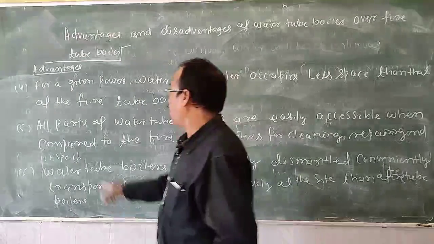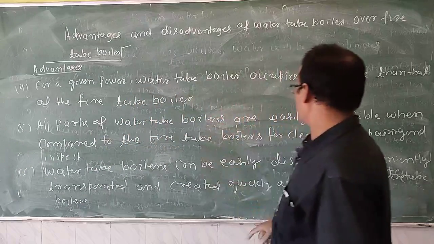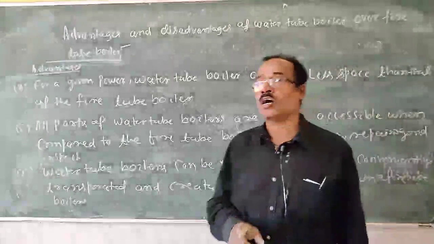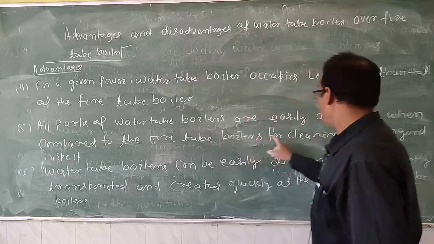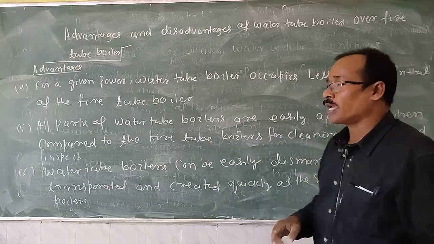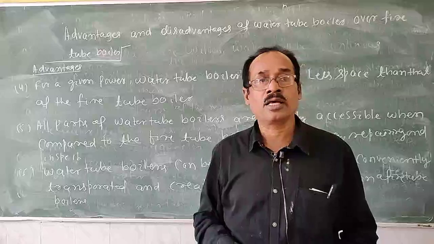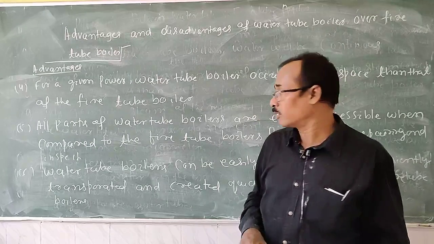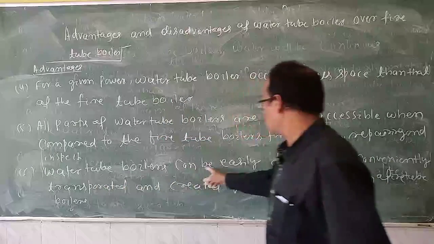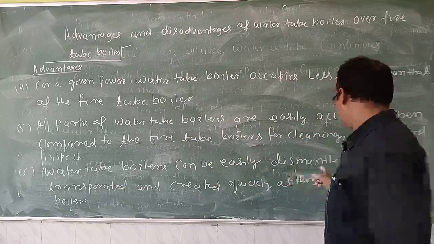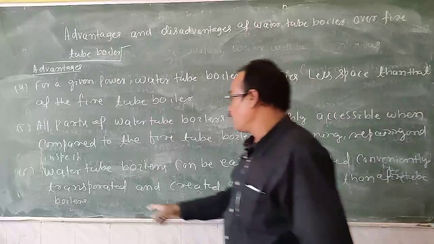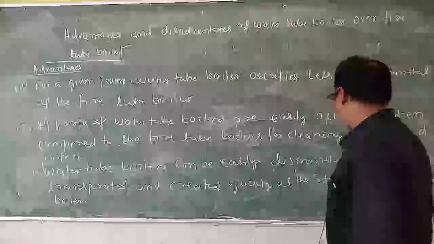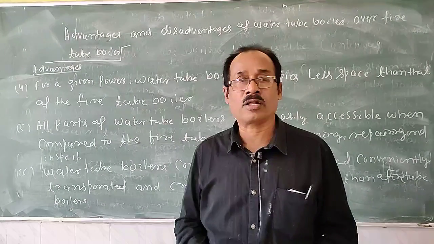Next point, all parts of water tube boilers are easily accessible when compared to fire tube boilers for cleaning, repairing and inspection. Last advantage of water tube boilers over fire tube boilers is that water tube boilers can be easily dismantled, conveniently transported and erected quickly at the site than a fire tube boiler.